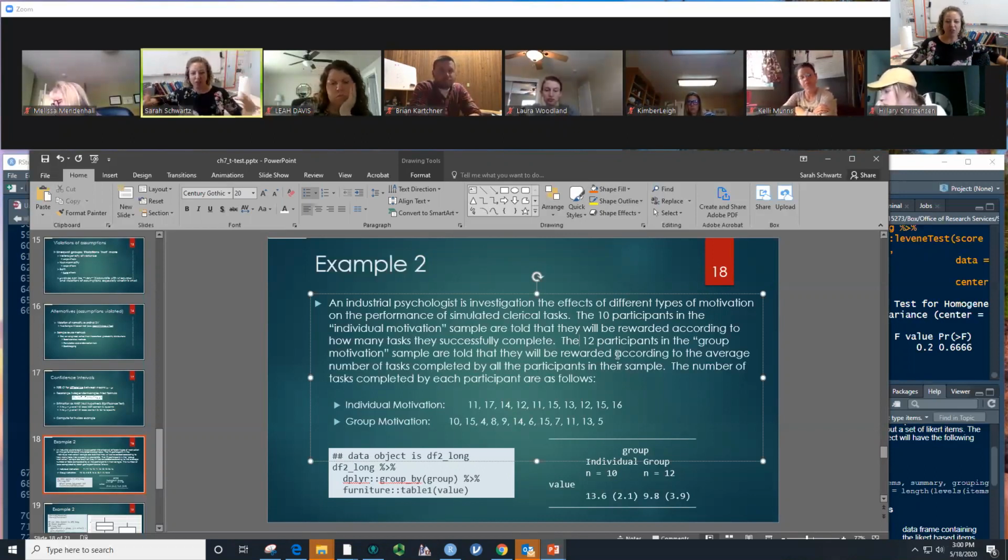And then the time goes on and they measure how many of these tasks these people do. Now, these two groups are size 12 and size 10. My guess is they probably had 15 in each group and some dropped out, and this is just what they had at the end. But so we have two groups, 10 and 12 are the two group sizes. Those are our little n's.